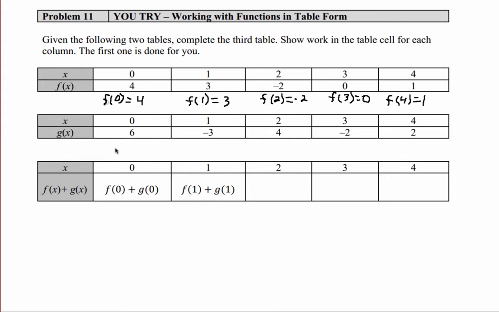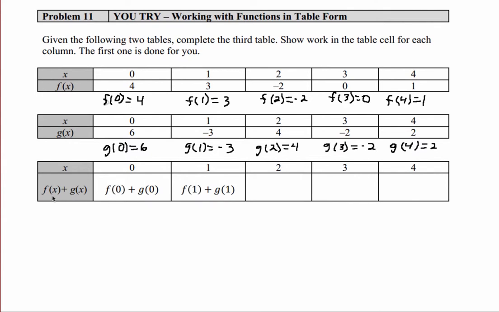Okay, so that same thing down here with the g function. So we've got g of 0 is equal to 6. g of 1 is equal to negative 3. g of 2 is equal to 4. And g of 3 is equal to negative 2. And last but not least, g of 4 is equal to 2.